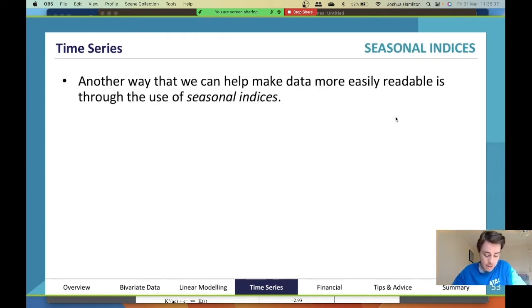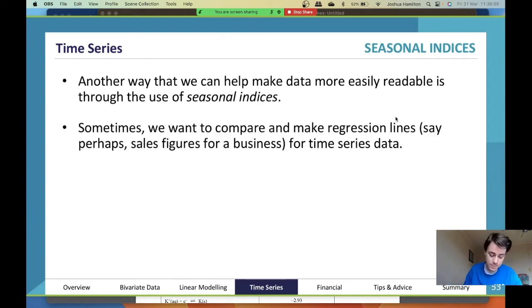So another way that we can help make data more easily readable, or looking at the trends and stuff like that, readable is a terrible word nonetheless, is through the use of seasonal indices. So this is where things get a little bit messy. What I like to say is try and step these out. Have an example in your book and go through the different steps in your example. Say, all right, I'm starting at step 1, then step 2, then step 3, then step 4, then step 5. And you work through those steps like that.